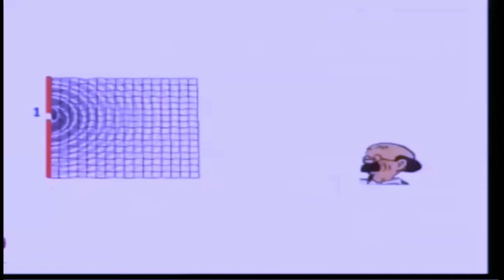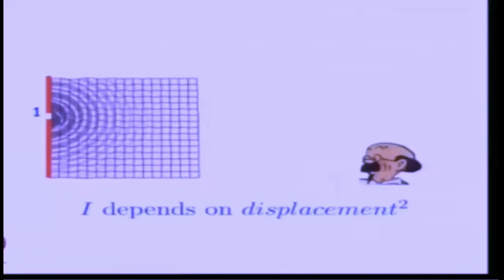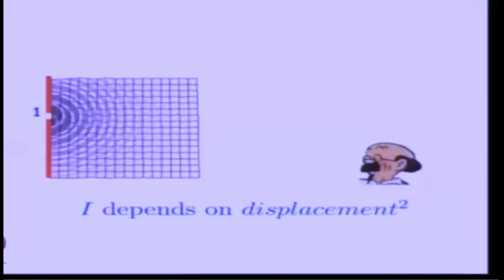But displacement, as you know, can be in the upward or in the downward direction. So what would you expect? You would expect that the intensity has to depend upon the square of the displacement of the water surface at that point. As I said, I am not going to give you all the details, but roughly speaking, it has to depend upon the displacement squared. It has to be a quadratic involving displacement.